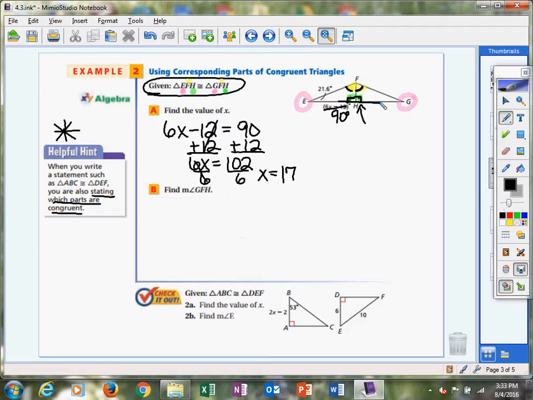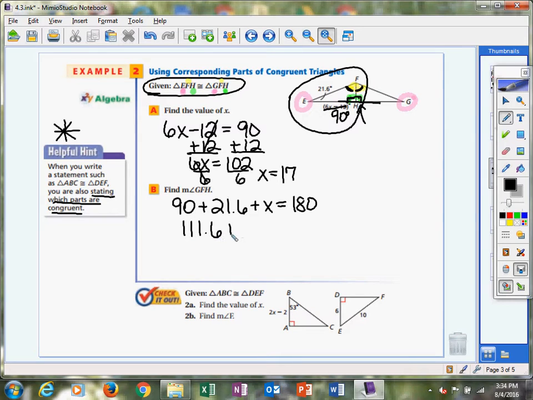So we have enough information about this triangle right here. We could find this missing angle up here, and that would mean that we would have the measurement over here. So we could actually use the triangle sum theorem. I think that would be a little bit faster way. Do 90 plus 21.6 plus x is equal to 180. Add those up. What do we get? 111.6 plus x is equal to 180. And then subtract 111.6 from each side.